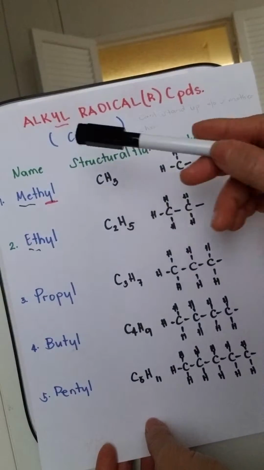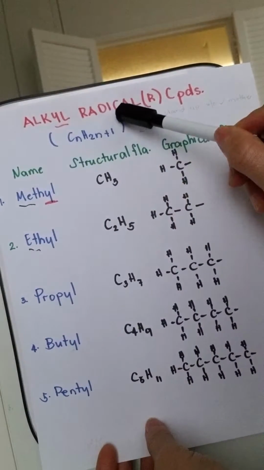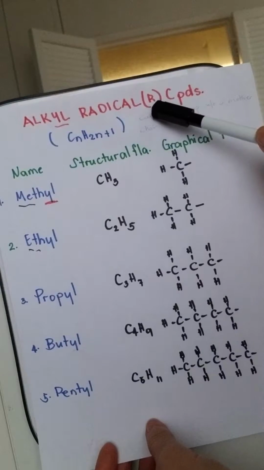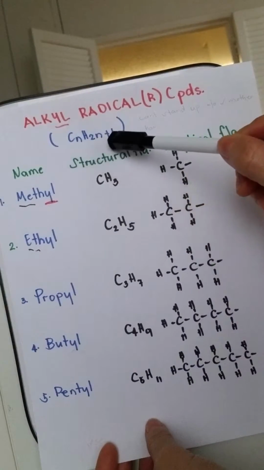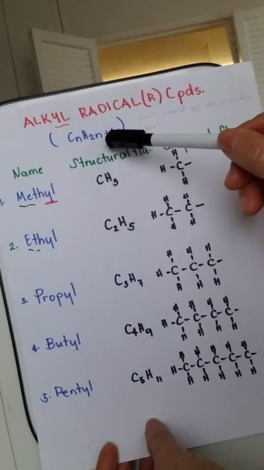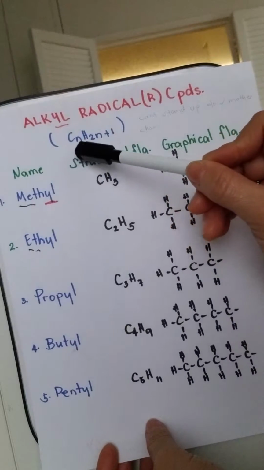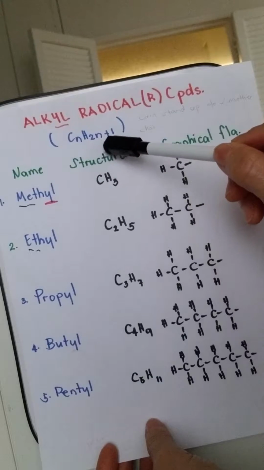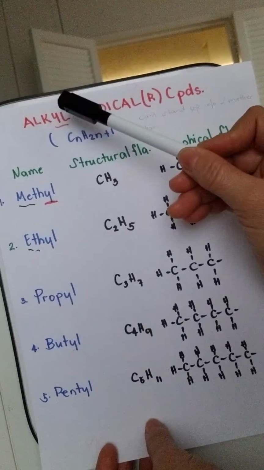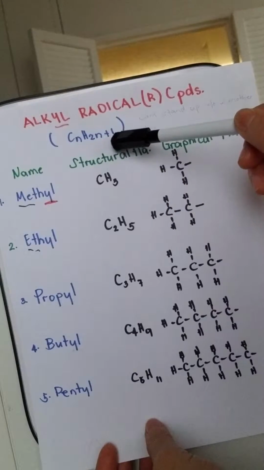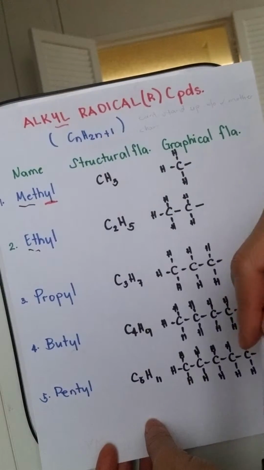So what is that group? It's called an alkyl radical, with a representative of the letter R. What is the general formula of an alkyl compound? It is CnH2n+1, so this is only plus 1. In your alkane, with a suffix of ane, it is plus 2, while your alkyl has only the suffix yl and only a plus 1 as its general formula.